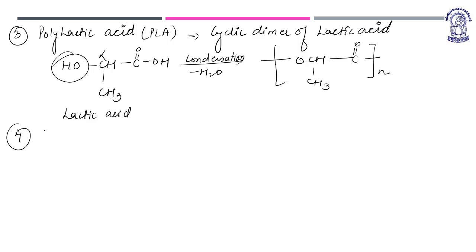Then polycaprolactone, PCL. It is also a chain growth polymer of 6-hydroxyhexanoic acid.